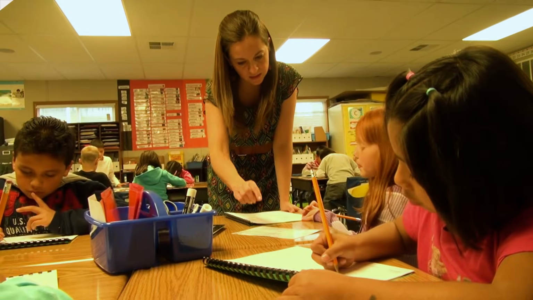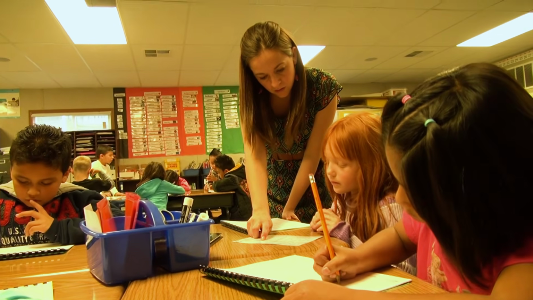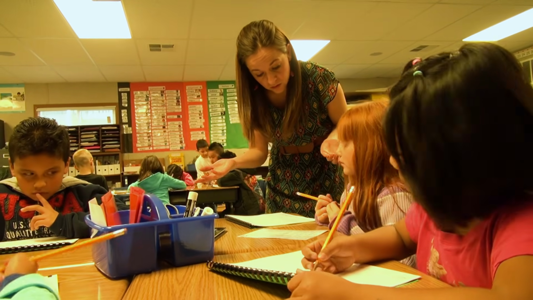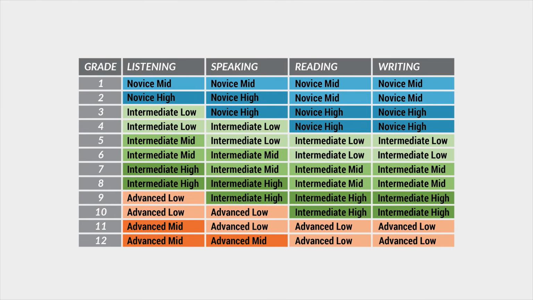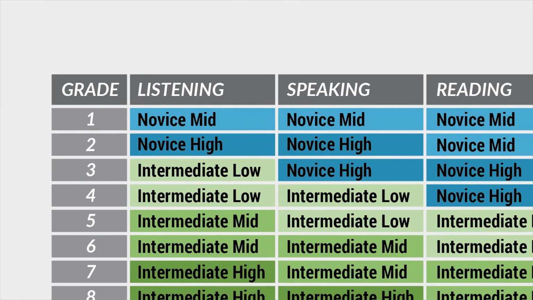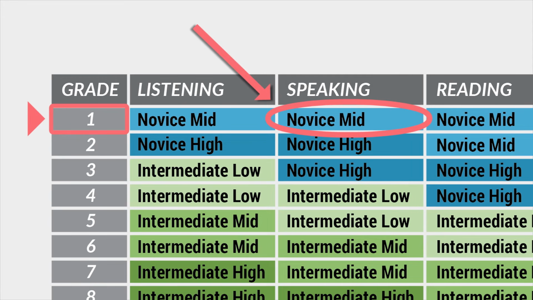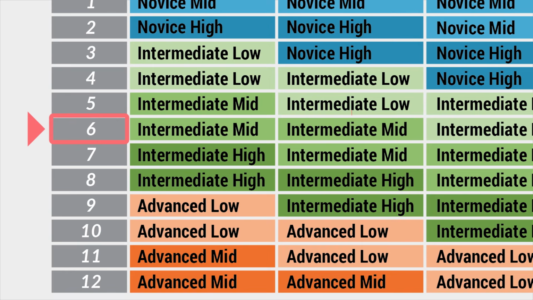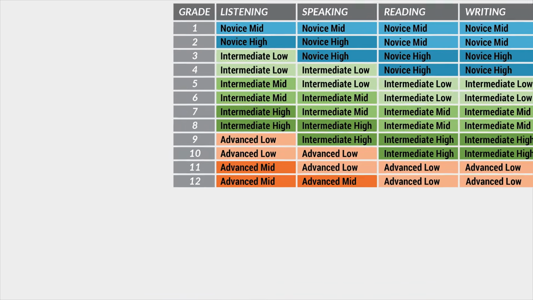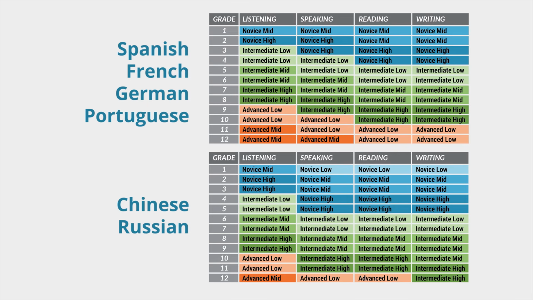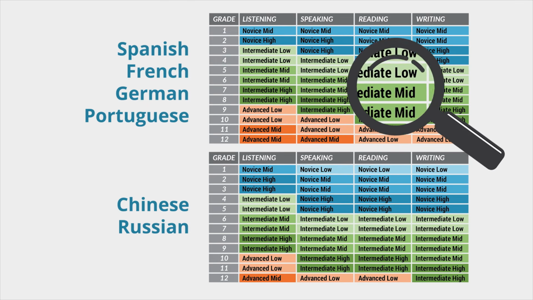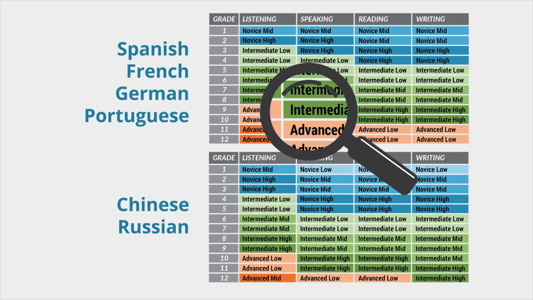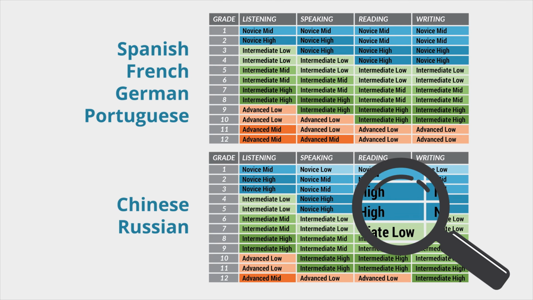Using what we know about language proficiency, parents can get a clear idea of where students are expected to be at the end of each grade level. For example, the target for a first grader in French dual language immersion is to speak at novice mid-level by the end of the year. For a sixth grader learning French, their target is to speak at intermediate mid-level. There are different targets for each grade level, depending on the language. These targets are based on research of the standard learning times for each language.